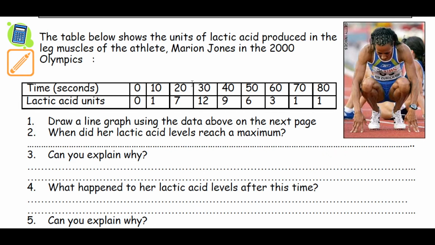So from her graph, once you've plotted it on the next page, I want to know, when did her lactic acid levels reach a maximum? Can you explain why? So if she's making lactic acid, that lactic acid has come from anaerobic respiration. It means her muscle cells are working so hard and fast, her heart cannot get the blood containing the oxygen to those muscle cells quick enough. And so temporarily during this sprint, okay, they make lactic acid by anaerobic respiration. That builds up in her muscles.